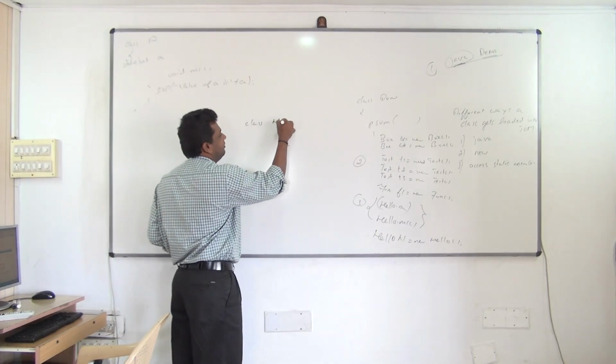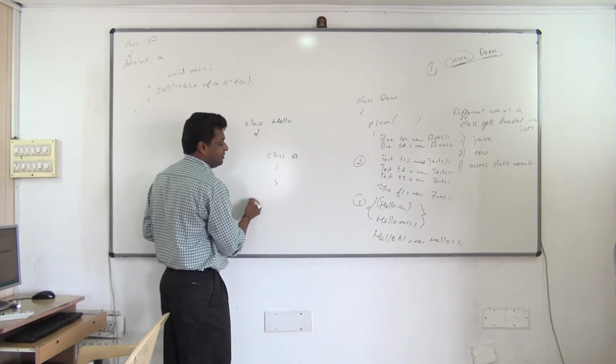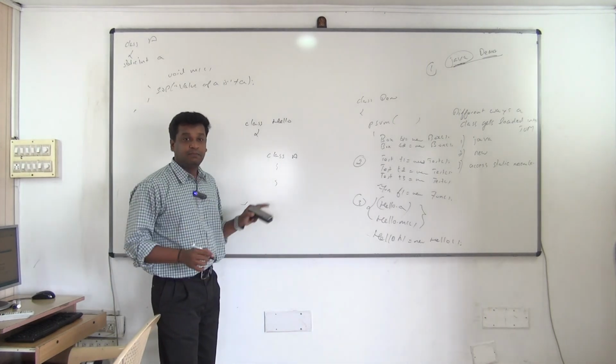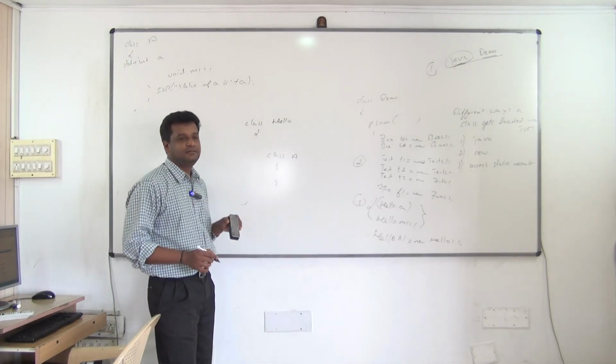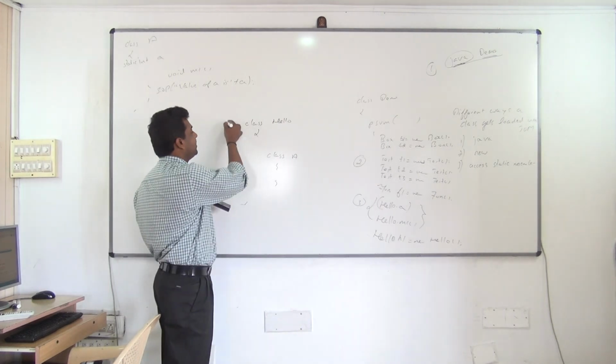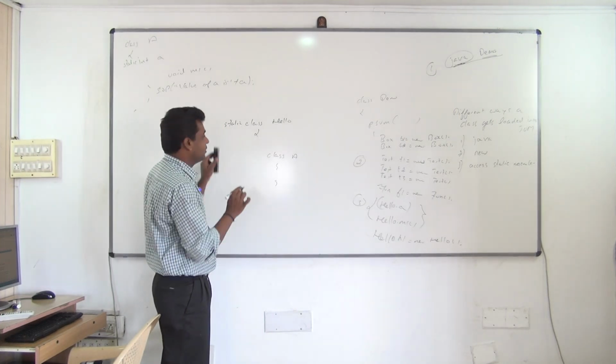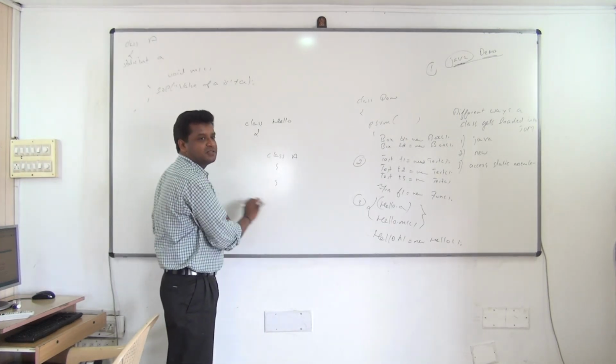Class Hello will be there, and inside class Hello you will have class A. This is what we have to discuss, but this becomes a member of Hello now. So the static keyword can be used only with members. Outside a class you cannot have the static keyword. That is wrong. The static keyword is only for members of the class.